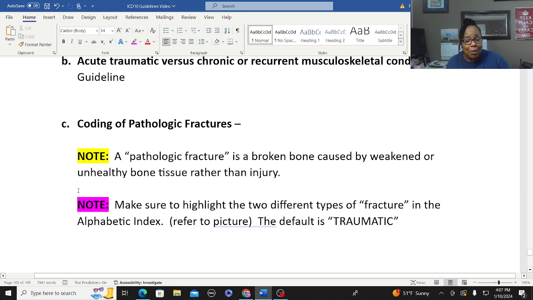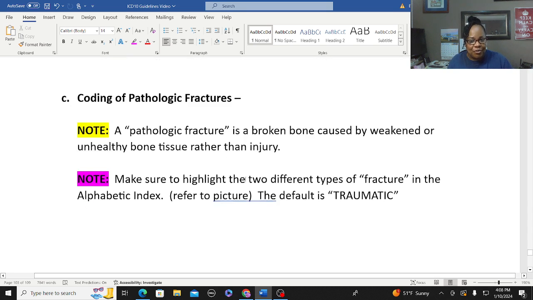So I have another note, my purple note, which is a Code Master Coach note, which is just something that I recommend. It's not a rule. Make sure to highlight the 2 different types of fracture in your alphabetic index. I'm going to show you a picture of what I'm talking about. But just know that when it comes to fracture coding, the default is traumatic. It's automatically assumed that if a patient comes in with a fracture, that there was some type of injury. Something happened. They fell. They got hit. Something caused that fracture, unless it's a pathologic fracture.